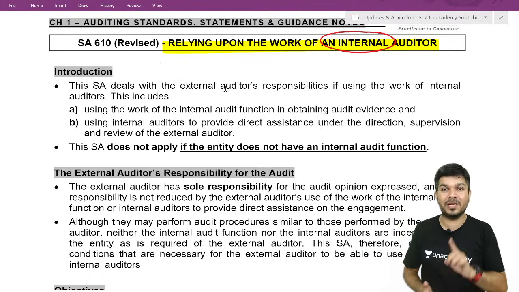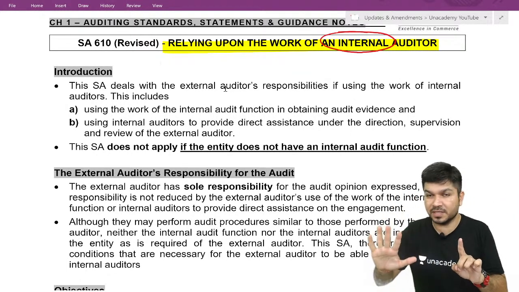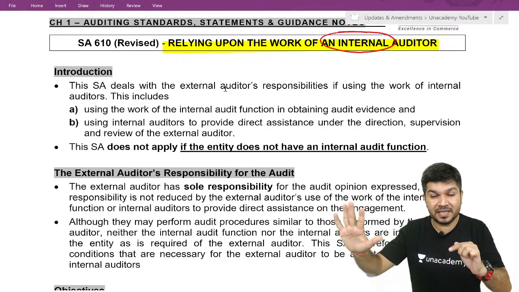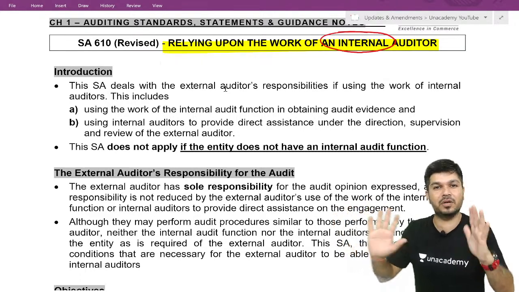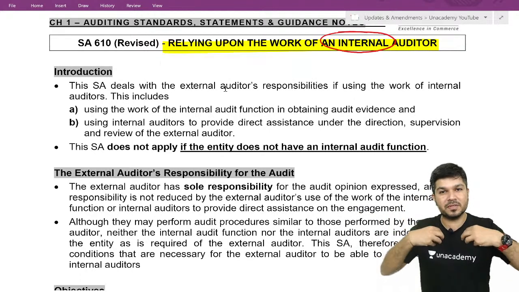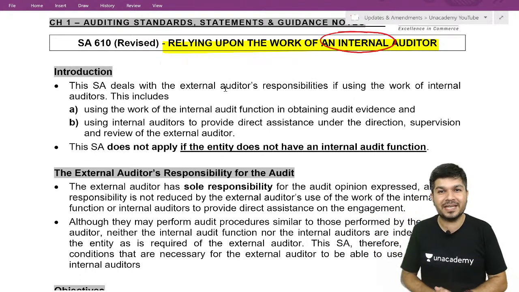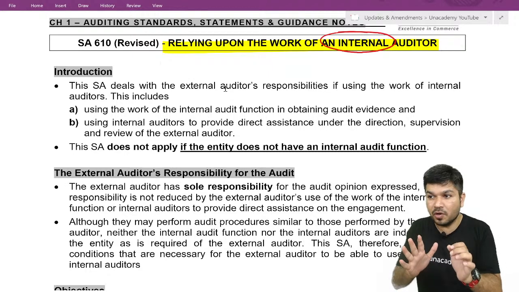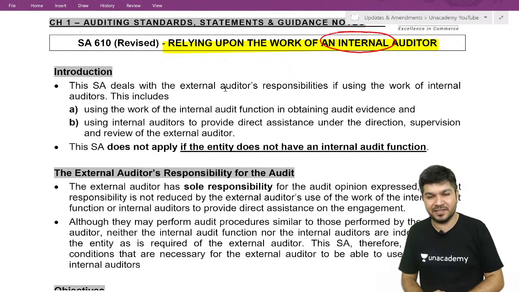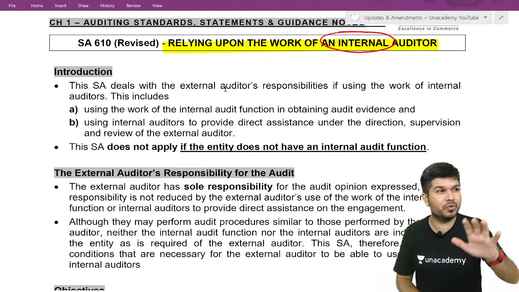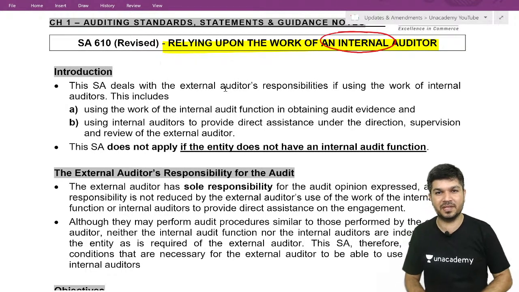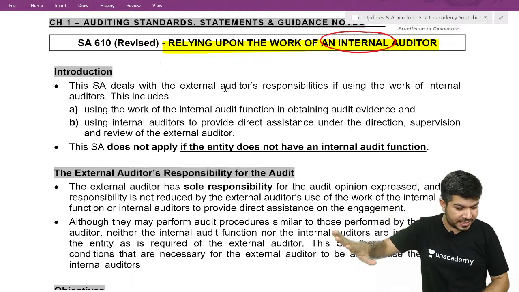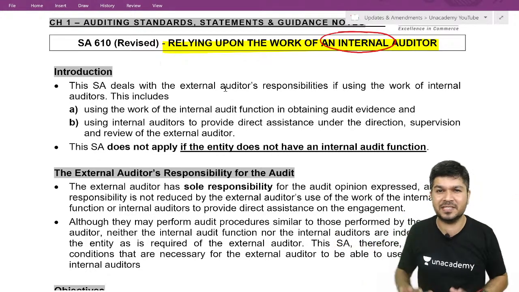Okay, now the one question is, some work is done by internal auditor. Can I rely on the work done by internal auditor? As such, yes, responsibility is only yours. Now, second thing: internal auditor did checking of 10 areas. The management told him to check 10 areas, and he has checked 10 areas.